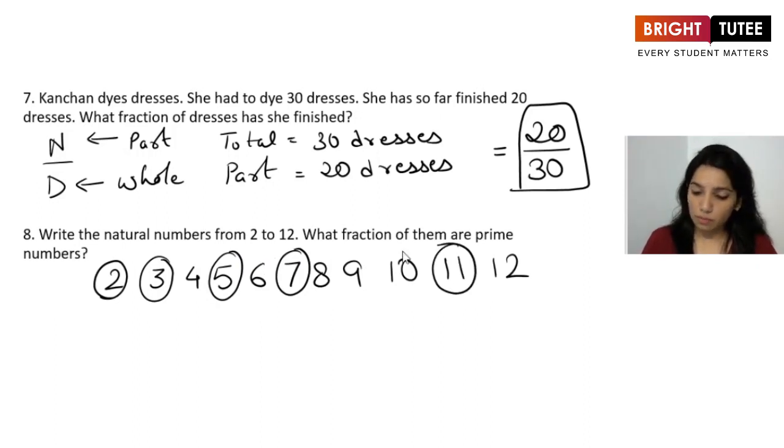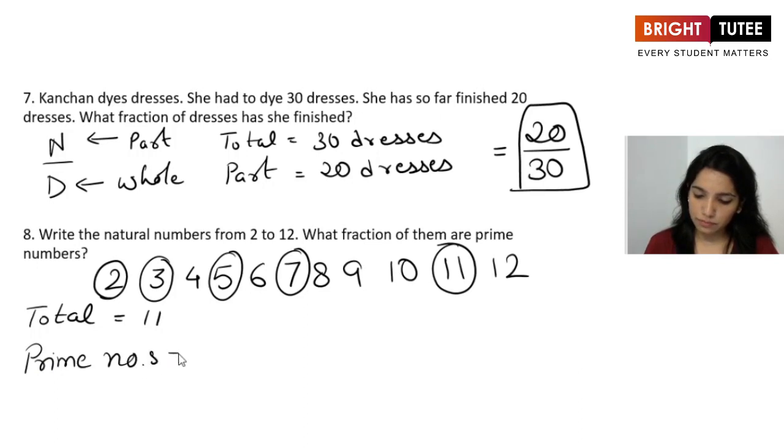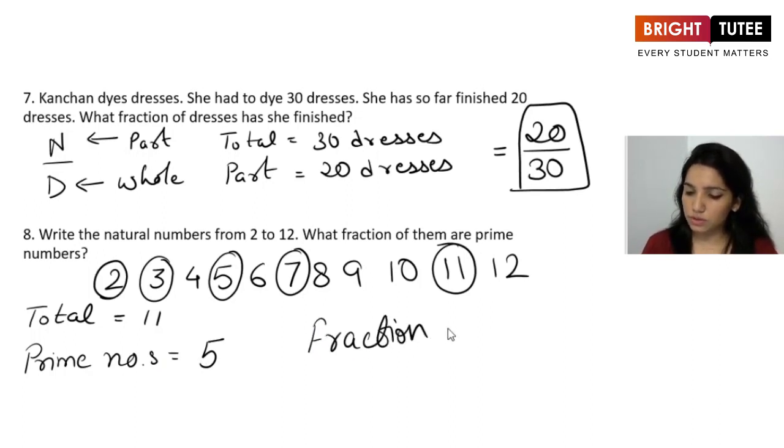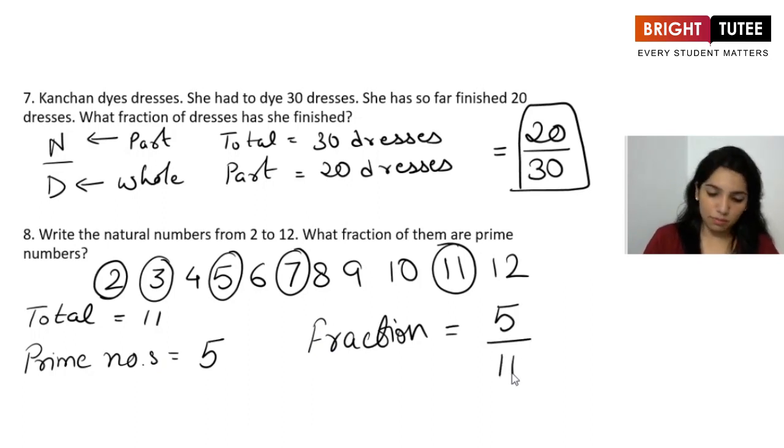Okay. So how many total do you have? Total we have 1, 2, 3, 4, 5, 6, 7, 8, 9, 10, 11. So total we have got 11 numbers. Right? And out of these 11 numbers, how many do we have prime numbers? So prime numbers that we have here, it is 5. We have got total 5 numbers that are prime. So let us write down the fraction here. So the fraction is 5 out of 11. Is that right?